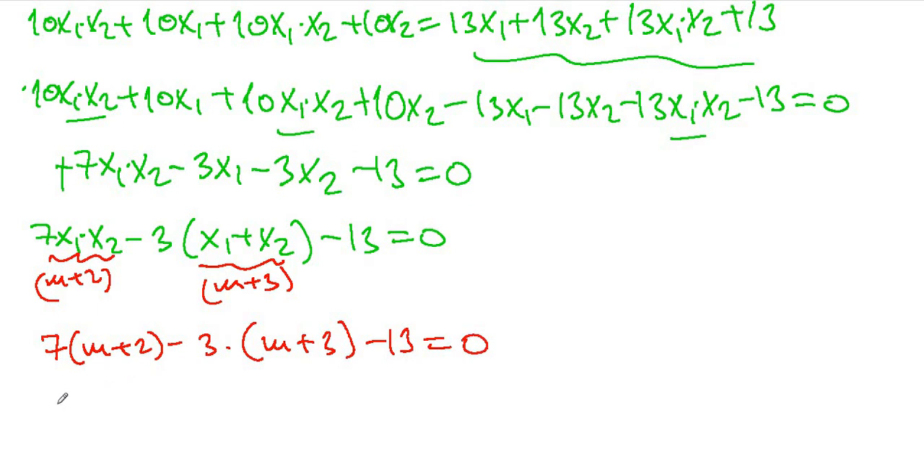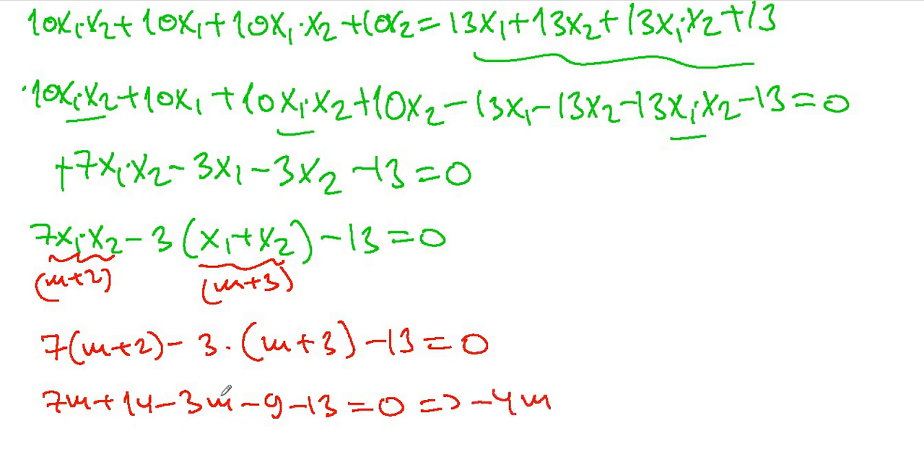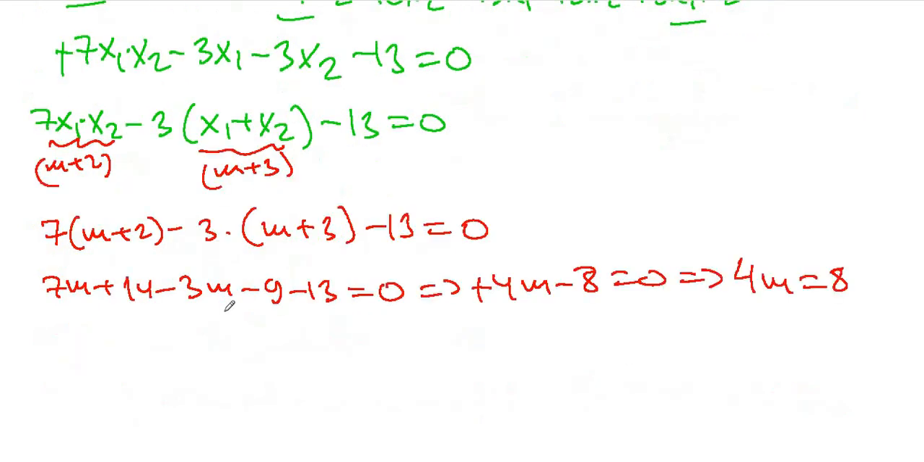So opening this bracket I will get 7m plus 14 minus 3m minus 9 and minus 13 is equal to 0. And here we see that this is equivalent to 4m minus 8 is equal to 0. And here, if you move 8 to the right hand side, 4m is equal to 8. And here we'll get that m is equal to 2. So this is our final answer.